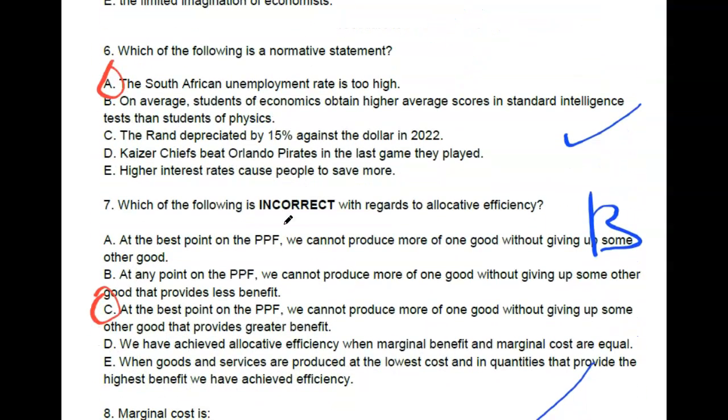Number 6. Which of the following is a normative statement? 2 types of statements we get, right? Positive statement, normative statement. Positive statement, you can test. Think of positive, you can test it. Normative is an opinion. So the reason why it's A, the South African unemployment is too high. Now you might think, why is that an opinion? If I tell you the unemployment rate is 8%, now obviously this is false.